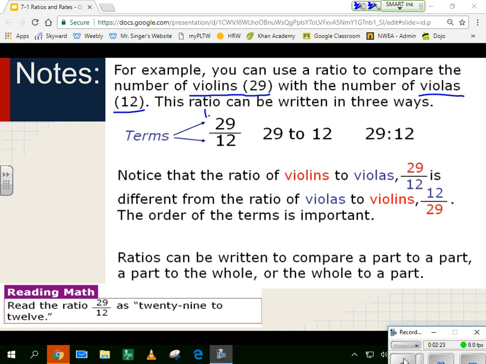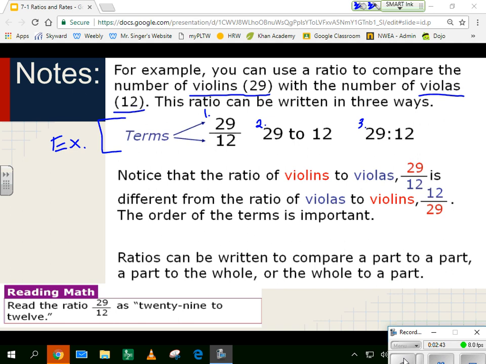So the 3 ways that you can write them, the first is like a fraction, 29 to 12. The second is writing the numbers with the word to in between. And the third one is using a colon. 29 is to 12, but all of them mean to. Okay? So all of them are in order of importance.